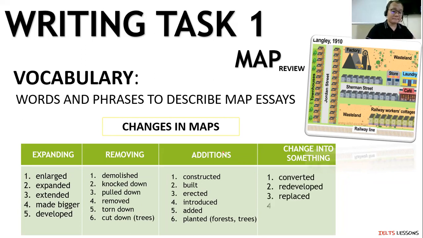We have expanding: enlarge, expanded, extended, made bigger, developed. Removing: demolished, knocked down, pull down, remove, torn down, and cut down for trees and plants only. The additions: constructed, built, erected, introduced, added, planted, planted forests and trees. And changed into something: converted, redeveloped, replaced, made into, modernized, and renovated.